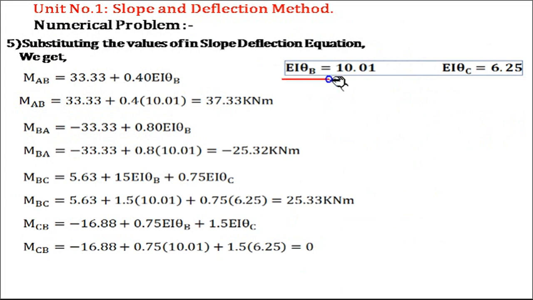So putting the value of EI theta B and EI theta C, which were the unknowns, in the slope and deflection equations, we get the moments in different members of this structure, MAB, MBA, MBC, MCB.